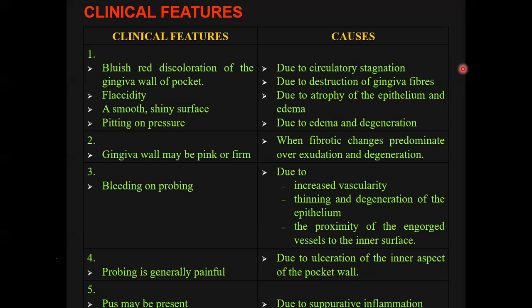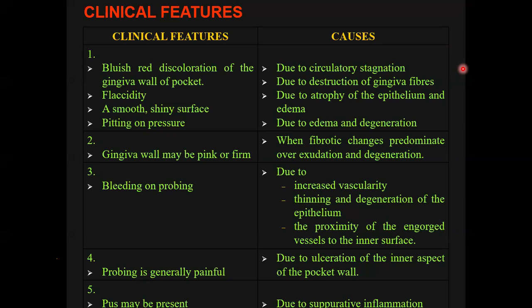Flaccidity is due to destruction of the gingival fibers. Smooth shiny surface is because of atrophy of the epithelium, and pitting on pressure is because of edema and degeneration. Gingival wall may also appear pink or firm when fibrotic changes predominate over exudation and degeneration.